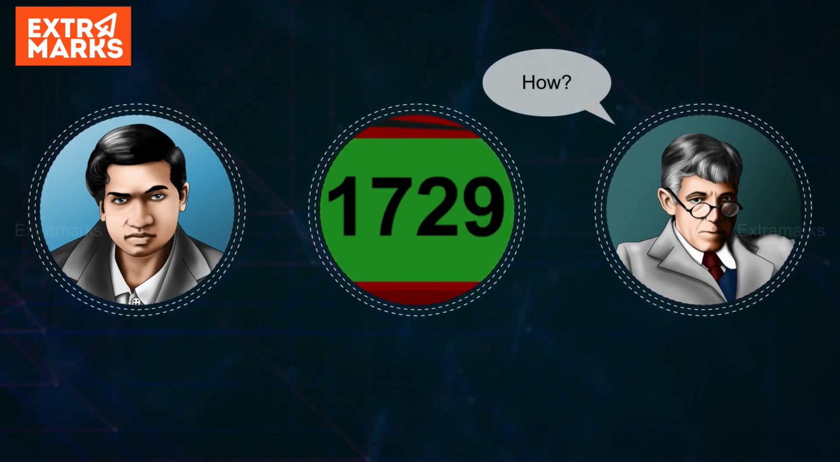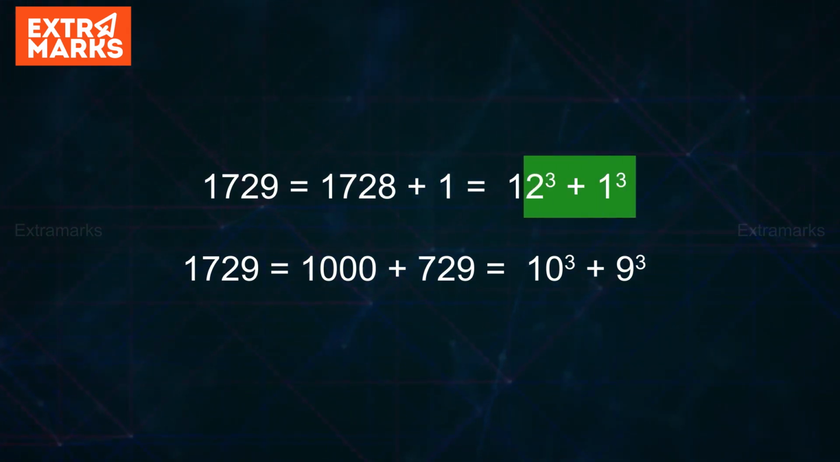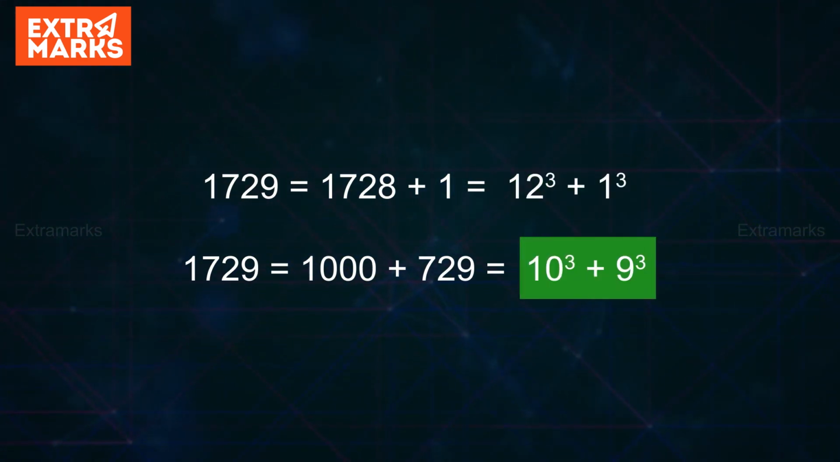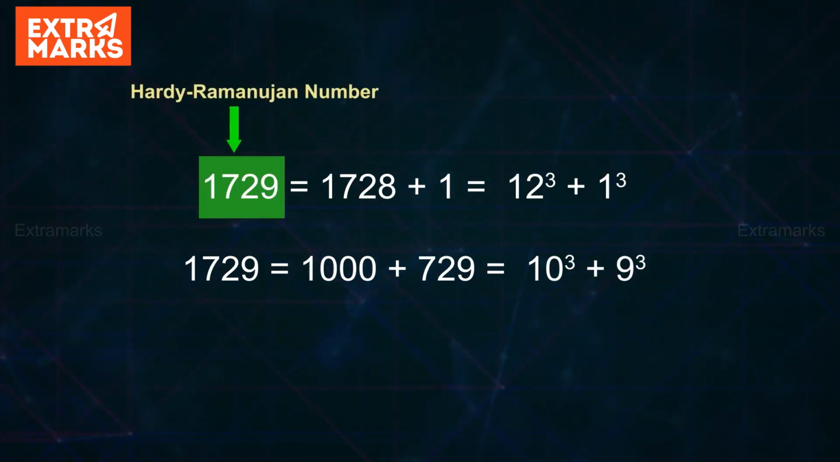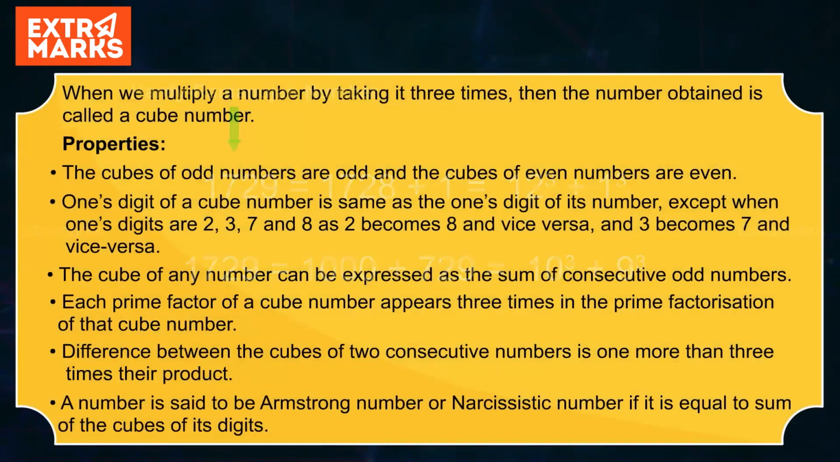Hardy asked, "How?" Ramanujan said that it is the smallest number that can be represented as the sum of two cubes in two different ways, such as 12 cubed plus 1 cubed and 10 cubed plus 9 cubed. Hence, this number is known as the Hardy-Ramanujan number. So, this is all about cube numbers. Here is the summary of whatever we have learned.